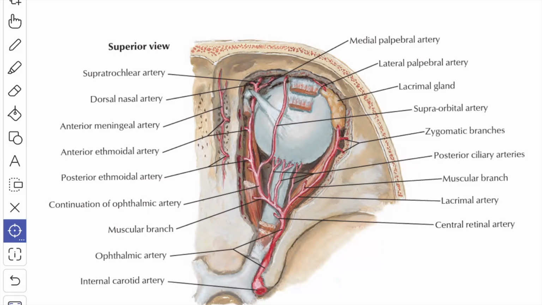In this video, we'll study about the blood vessels of the orbit. First, we'll see about the ophthalmic artery. So, this is the ophthalmic artery. It is a branch from the internal carotid artery.